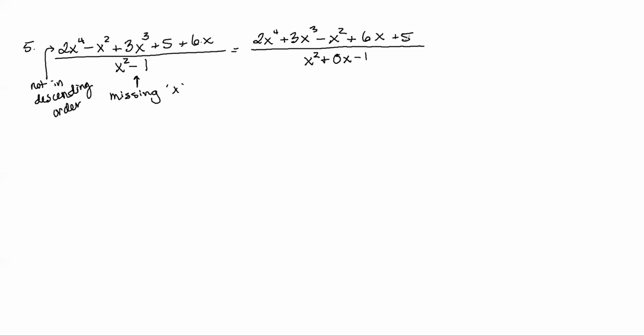Okay, now let's go ahead and divide. So I'm going to put this x squared plus 0x minus 1 on the outside, and then 2x to the 4th plus 3x cubed minus x squared plus 6x plus 5 on the inside.